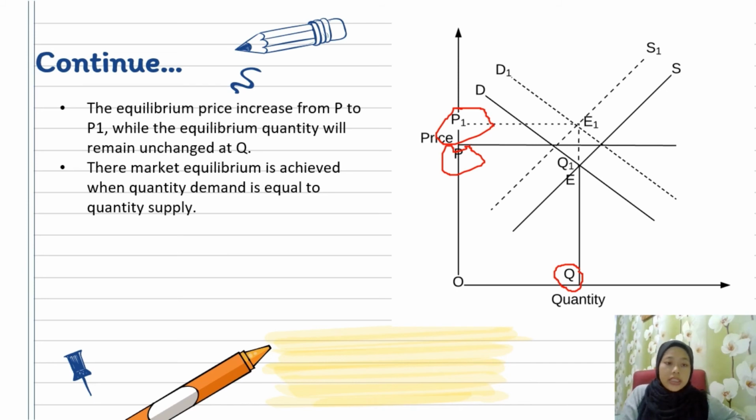In conclusion, the market equilibrium is achieved when quantity demanded is equal to quantity supplied. That's all from me. Thank you.